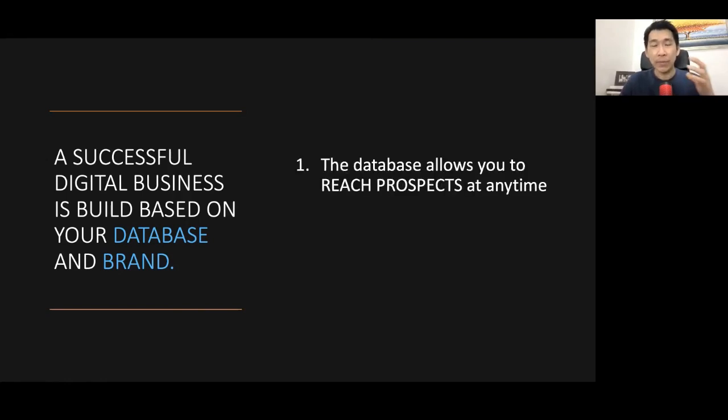Now, why is this so? Because a database allows you to reach your prospects at any time. So if we have an online business, a digital business, the main thing is that we must have this capability: if we have an offer, if you want to sell a product, we must be able to reach our database at any time. Let's talk about really big companies, billion-dollar companies like Amazon, right? They have a database, and that's how they are so successful. Facebook has a database, and that's why they are so successful. Google has a database, and that's what Gmail is all about, right?